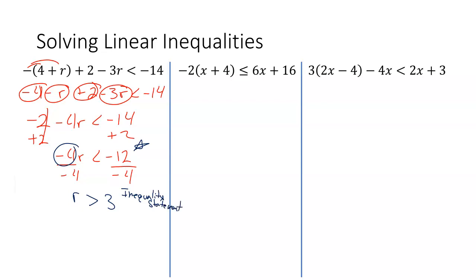Another way that you'll commonly see it is interval notation. Interval notation says, okay, what's the range of numbers? What's the lowest possible value in our set, and what's the highest possible value in our set? Well, if R has to be greater than 3, what's the lowest possible number that can be in my set?